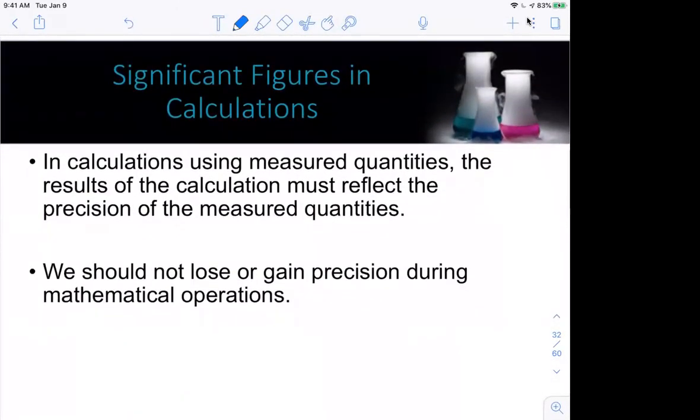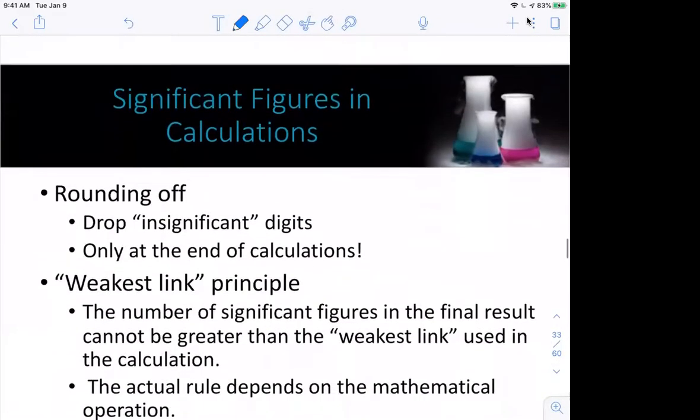So let's think about calculations. When I do a calculation and I'm using measured quantities, so maybe I took this measurement in the lab. Any numbers that are given to you in a problem with units are considered to be measured quantities. The results of this calculation must reflect the precision of those measured quantities. I don't want to gain or lose precision during mathematical operations. So I need to follow a series of rules when I do calculations with measured numbers.